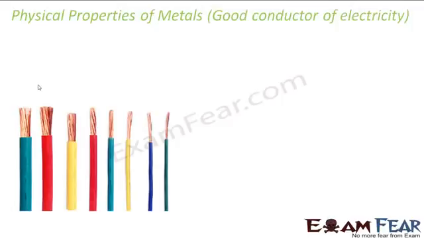Good conductor of electricity. If you see, most of the wires which we use at home are all made of copper. Most of them, right? Because copper is a good conductor of electricity. So similarly, metals are generally good conductors of electricity. Most other metals are good conductors of electricity.